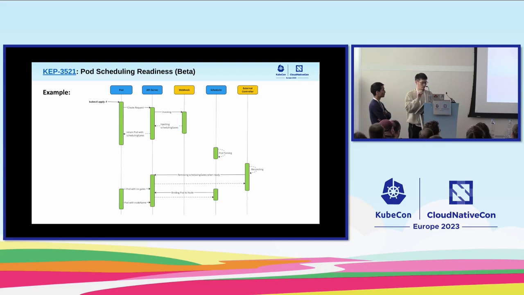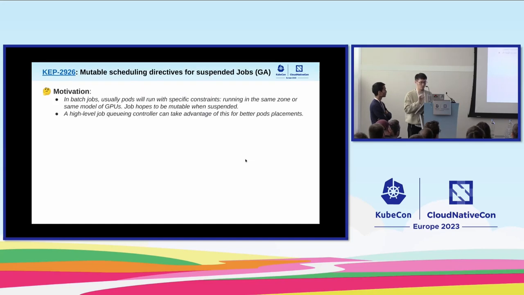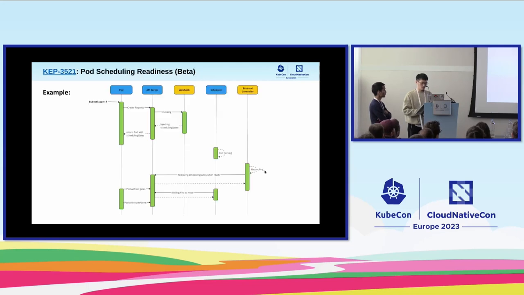Let's say we have a normal Kubernetes, and we have a custom webhook and an external controller. When we apply a pod, the request is sent to the API server, invoking the webhook. Then the webhook will inject the scheduling gates into the pod. At the same time, the kube scheduler watches the pod create event, and it finds the pod carries the scheduling gates, so it will never pop out the pod. Then comes the external controller, which is for removing the scheduling gates when it finds the pod is ready.